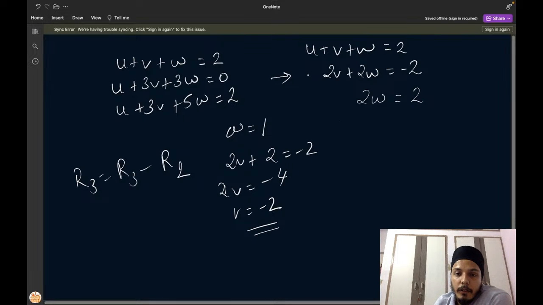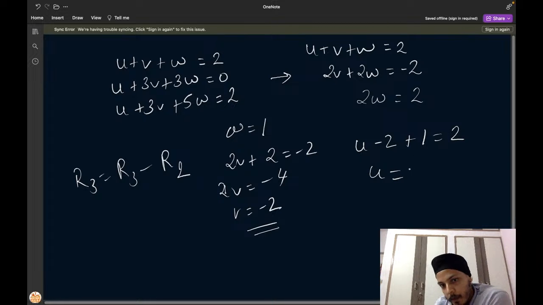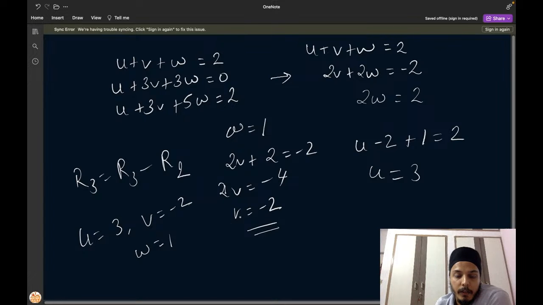Now we put this into first equation. So it will be u minus 2 plus 1 equals to 2. So u will be 3. So our answer is u equals to 3, v equals to minus 2, and w equals to 1. So this is our final answer for u, v and w.